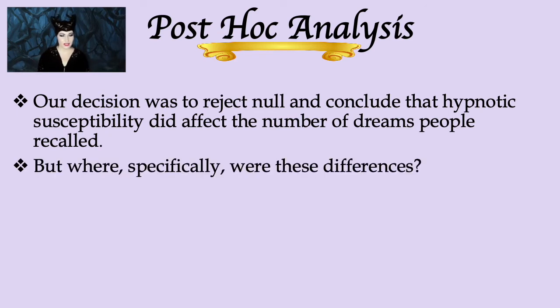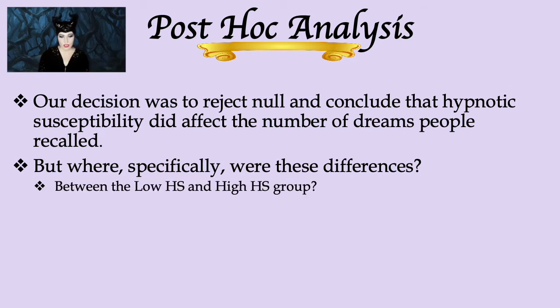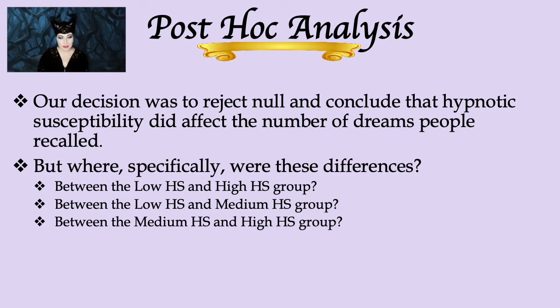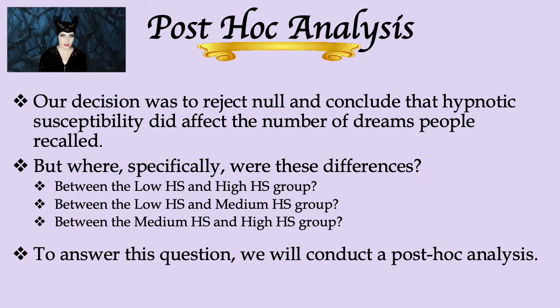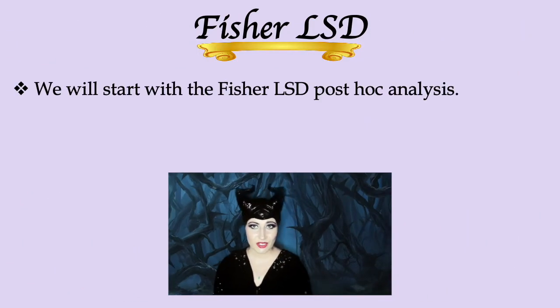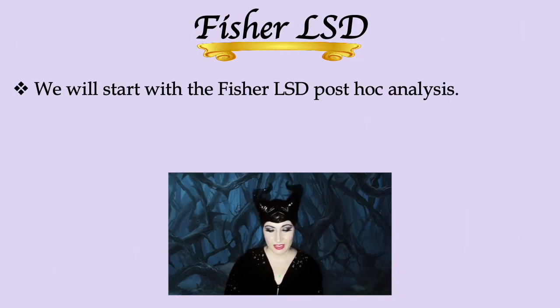But where specifically were these differences? Were they between the low hypnotic susceptibility group and the high hypnotic susceptibility group? Were they between the low hypnotic susceptibility and medium hypnotic susceptibility group? Or were they between the medium and high hypnotic susceptibility groups? Well, to answer this question, we're actually going to have to run a post hoc analysis. Let's start with the Fisher LSD post hoc analysis.